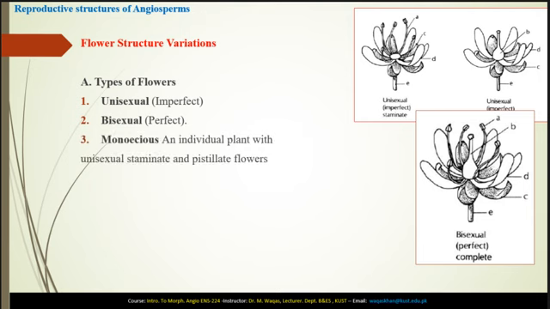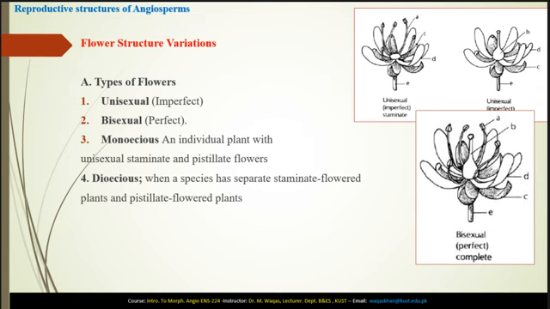The third one is monoecious. Mono meaning one, right? Monoecious: an individual plant, one plant, with separate unisexual, either staminate or pistillate, flowers. As the name indicates, monoecious is an individual plant with unisexual staminate or pistillate flowers. For example, when a plant has unisexual flowers, that is termed monoecious.